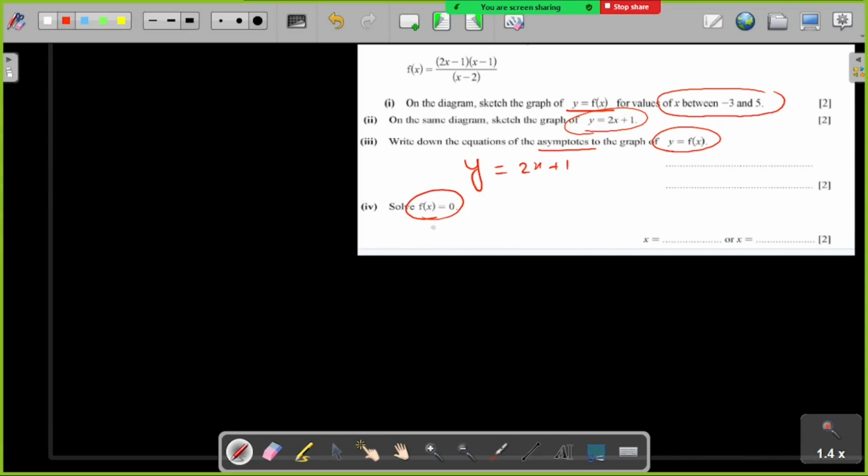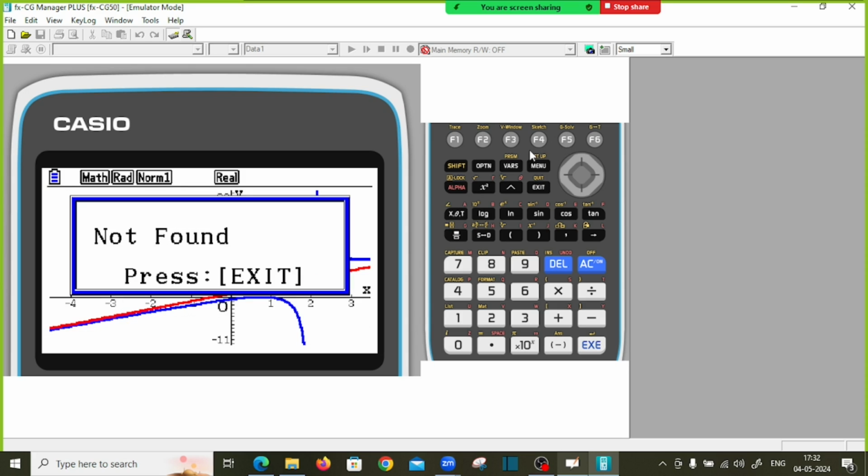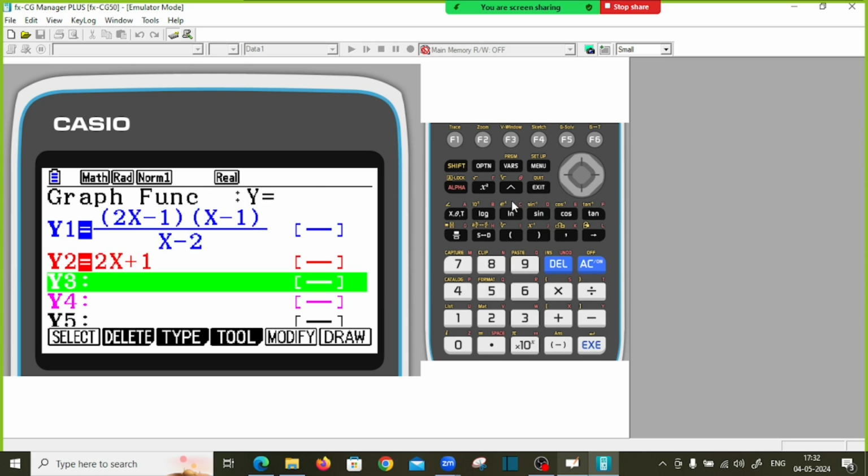Solve for f(x) equals 0. That's so simple. What we have to do, first of all, go to your G-Solve, so F5, and we have to find its intersection. So intersection, that is F5 again. Here it will find the intersection of these two graphs, and it is saying correctly "not found", because the curve will move parallelly to the red line, it will never intersect it, right? So we have to exit from here.